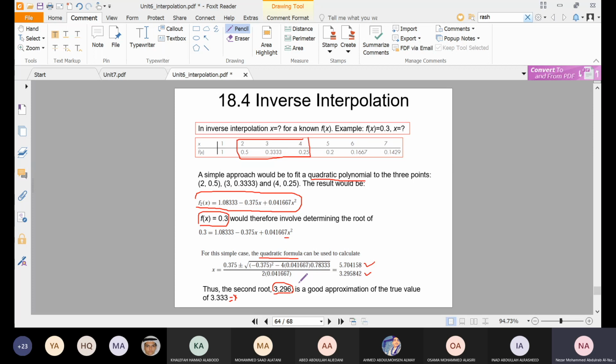And 5.7 is so far from this point, so we just select the good approximation at this one. This is one way, but we do it like this. By getting the polynomial, apply the polynomial, for example, second order polynomial. After that, replace y or f of x by the value of the unknown. After that, we find the roots of this polynomial. We get the roots. One of the roots should be the solution.